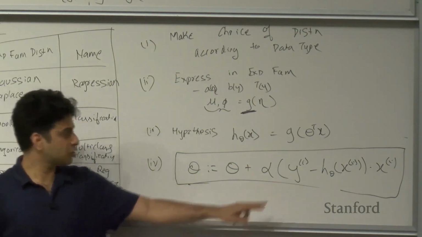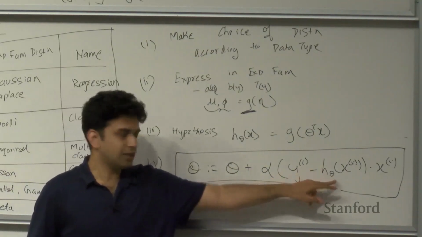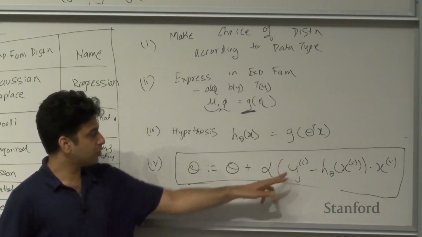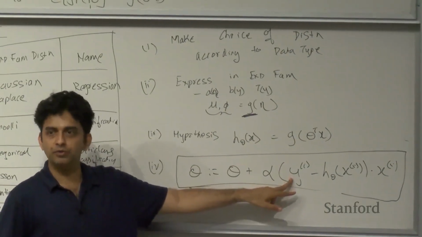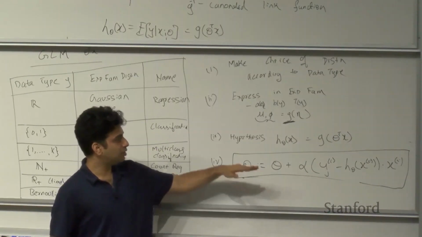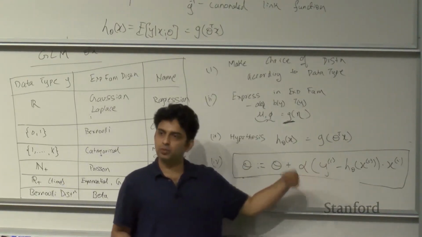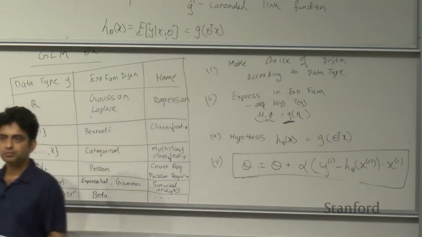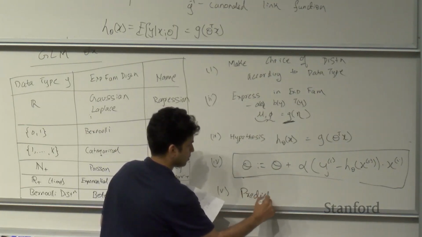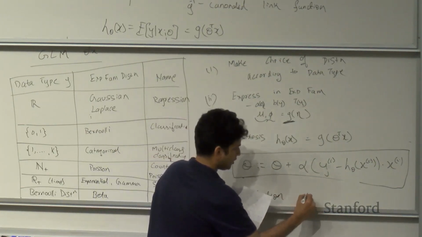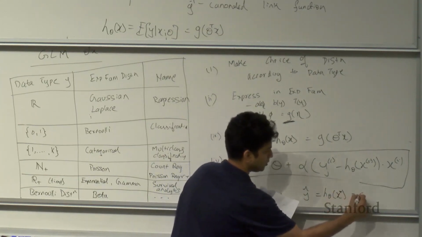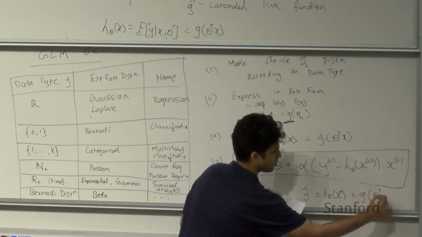So in case of logistic regression, your yi's are zeros and ones, and your h theta goes according to this. For linear regression, your y's are real valued. For Poisson regression, they're going to be counts. But no matter what data type you have, the update rule that you're going to end up with is always the same. Just that h theta of x will be different according to the choice of g. And finally, for prediction, the prediction y hat is always h theta of x star, and this again is equal to g of theta transpose x star.